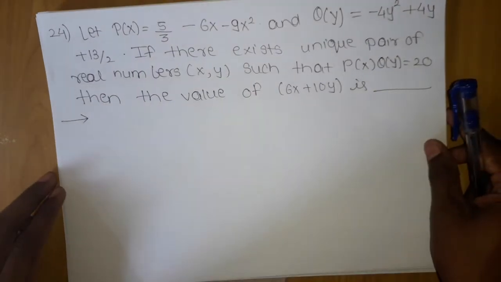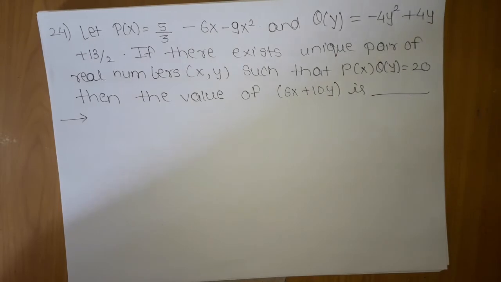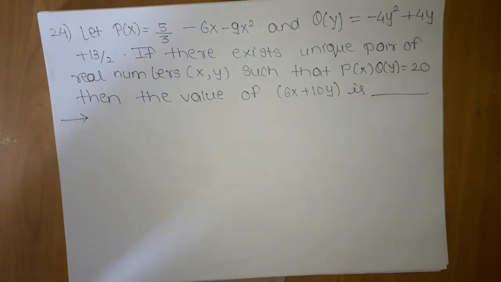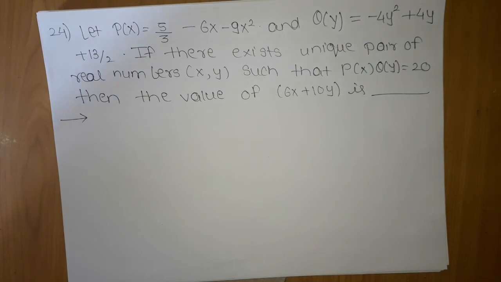So the next question says as follows: let p of x equal 5 by 3 minus 6x minus 9x square, and q of y is also a polynomial in y, which is minus 4y square plus 4y plus 13 by 2. If there exists a unique pair of real numbers x comma y such that p of x into q of y equals 20, then the value of 6x plus 10y is... we want to find this value, 6x plus 10y.